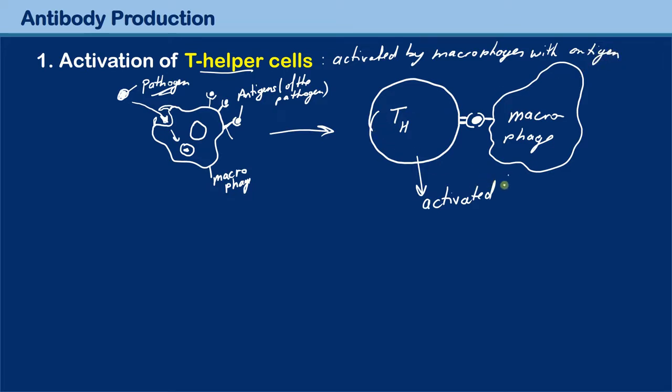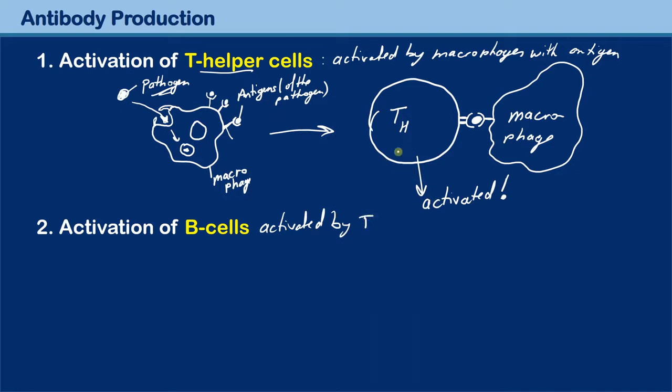The T helper cells are now active and are able to alert yet another cell. Now what happens is the following. The B cells are activated by the active T helper cell, this one over here. Now how does this work? Well, surprisingly similar. You have over here an inactive B cell, and this inactive B cell also has a surface structure, an antibody, which is actually on the surface.